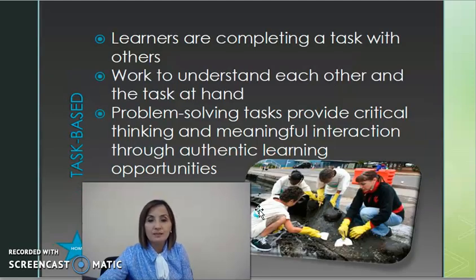So in task-based one, learners are completing a task with others. Work to understand each other and the task at hand. Problem-solving tasks provide critical thinking and meaningful interaction through authentic learning opportunities.